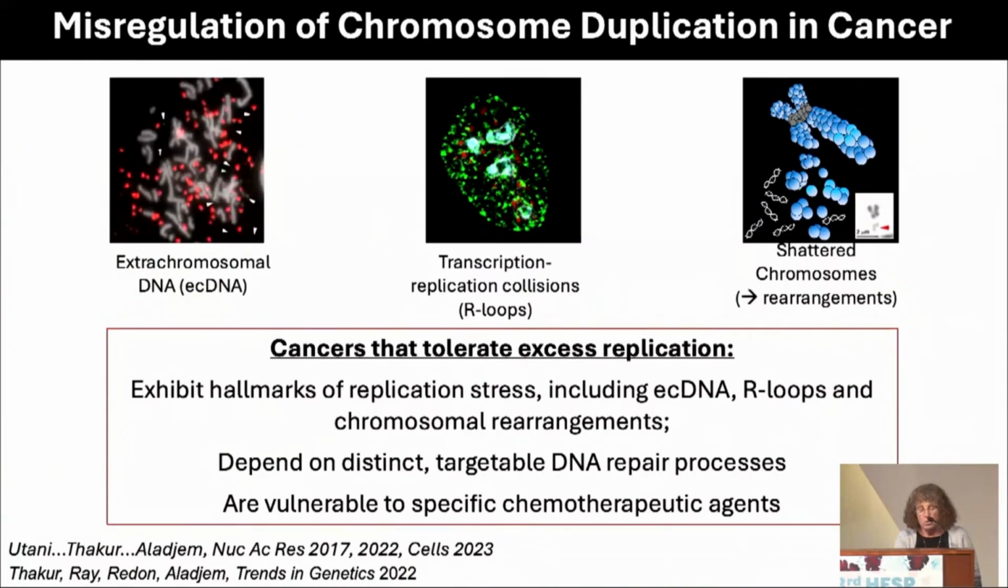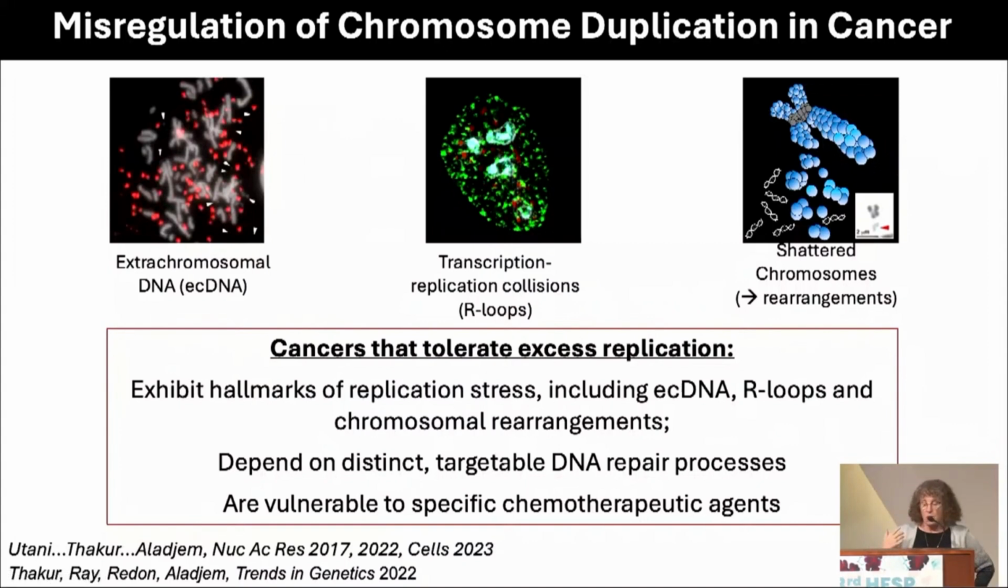Now, why is this important? This is important because excess DNA synthesis has dire consequences, and some of those dire consequences are hallmarks of cancer cells, including the formation of numerous extrachromosomal DNA circles, transcription and replication collisions that lead to structures called R loops that are deleterious to cells, and shattered chromosomes.